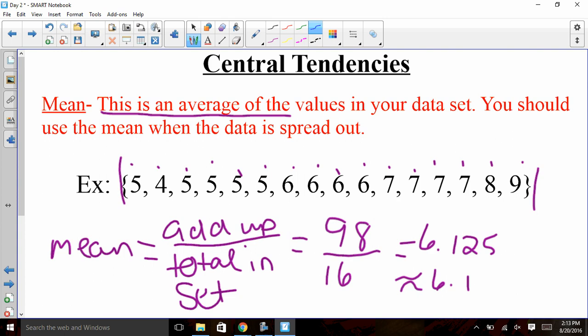So we're going to want to use our mean if our data is spread out. And we see that right here. Well, my data really isn't too spread out. It's between 4 to 9. Now, I'd really want to use the mean to discuss my data if my numbers were, say, between 10 and 100, because then my data would be more spread out. But in this case, our data is pretty close together.